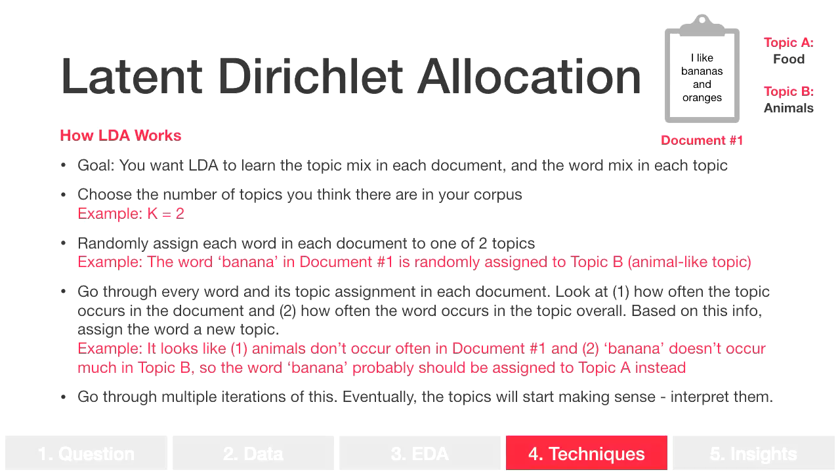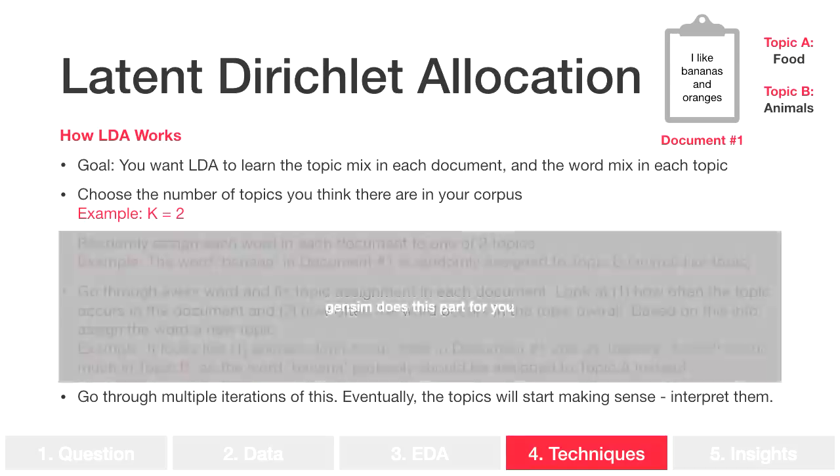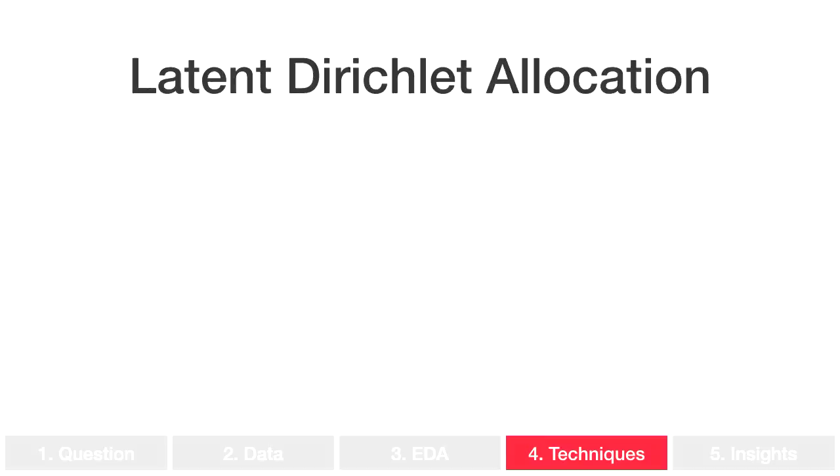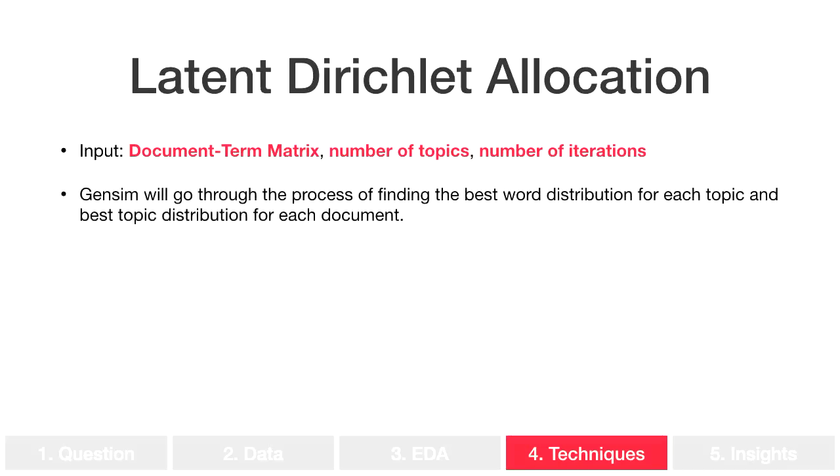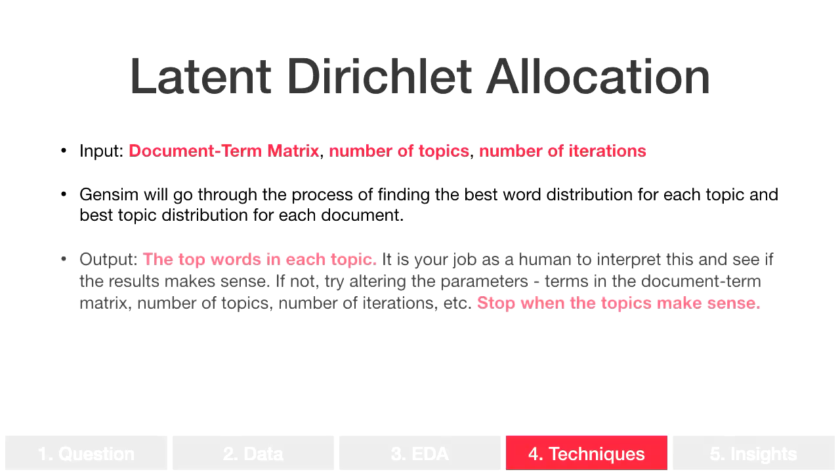So this all seems very complex, but luckily, gensim does this whole part for you. All you have to do is say how many topics you want, how many iterations you want to go through, and do the interpretation. So our input is our document term matrix, our number of topics, and our number of iterations. Gensim will find those probability distributions that are best. And then the output is, for every topic, what are the top words in that topic? And then you have to figure out, do these make sense or not?